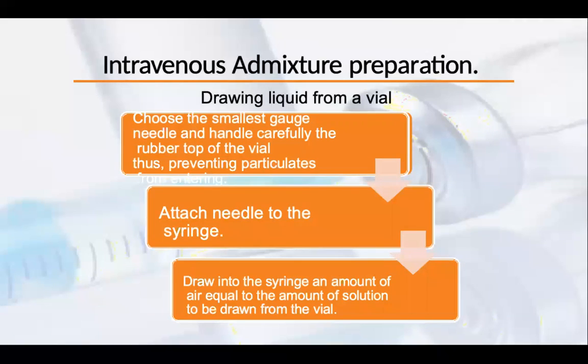Now remove that lid, then choose a small gauge needle and handle carefully the rubber top of the vial. Attach the needle to the syringe. Now draw into the syringe an amount of air equal to the amount of solution to be drawn from the vial. Now what? You have to insert some air inside that vial.